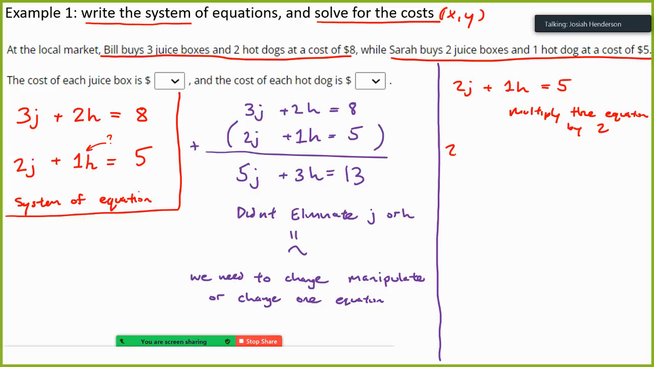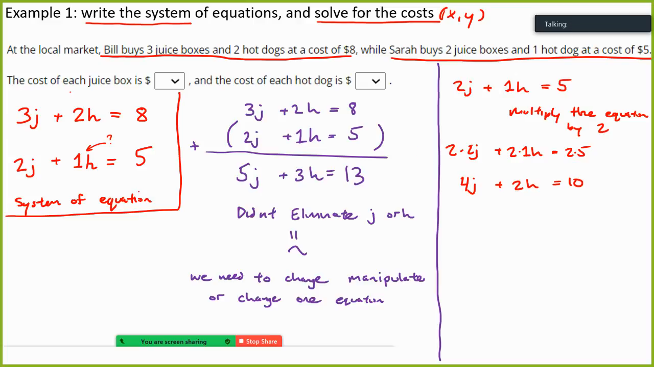So that's going to be 2 times 2j plus 2 times 1h equals 2 times 5. It's literally like doubling the equation. You're doubling the left and you're doubling the right. What are we left with now that we've changed and manipulated it? We've got 4j plus 2h equals 10. We took the original, we scaled it up by a factor of 2, and that's okay because we did it to both sides.